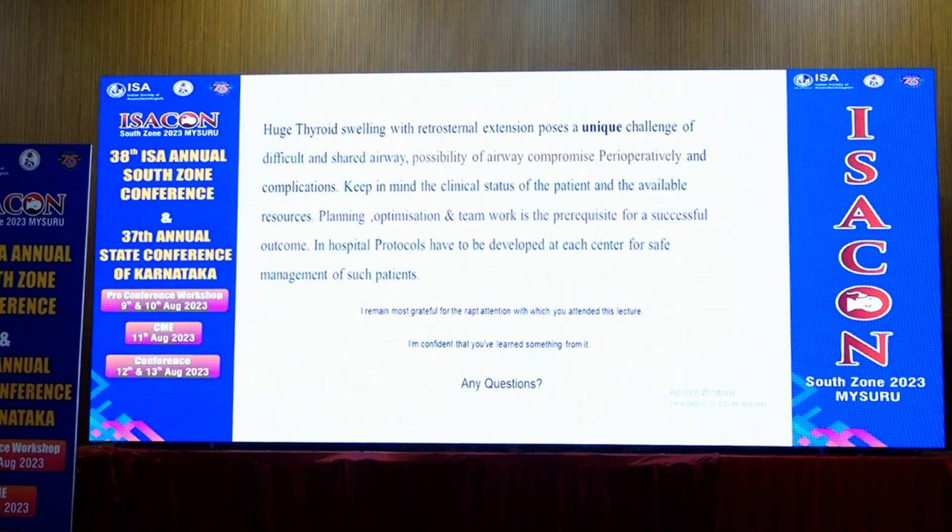So in a huge thyroid swelling with retrosternal extension, what are the take-home messages? It is posing a unique challenge of a difficult and shared airway, with the possibility of airway compromise and complications perioperatively. So it is teamwork, multidisciplinary. Plan your airway management correctly, discuss it with the patient, and awake fiberoptic intubation is advised. But please remember, you have to keep smaller tubes, because the tube may pass below the vocal cords, but the narrowing may be lower down.